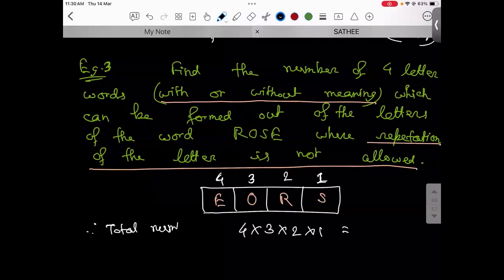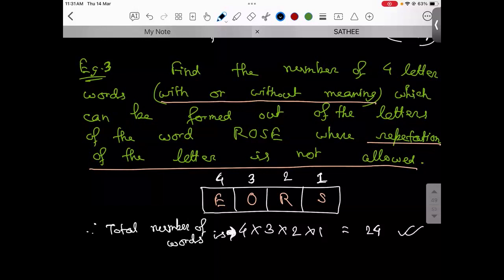total number of words is 24. Okay, this is the answer.